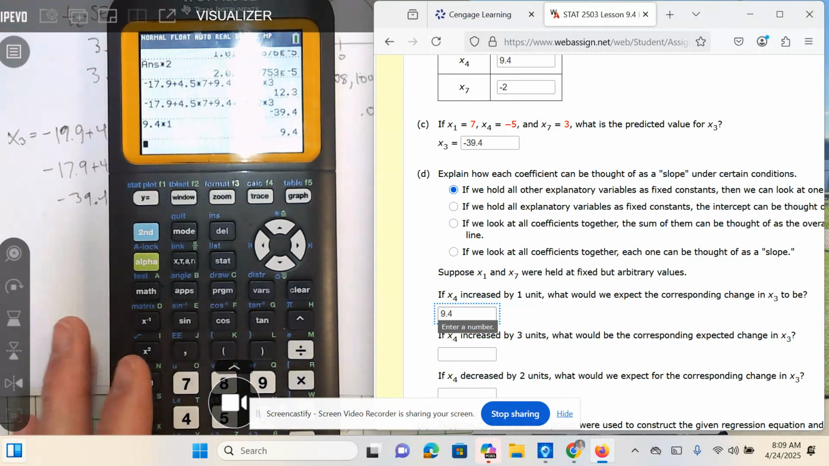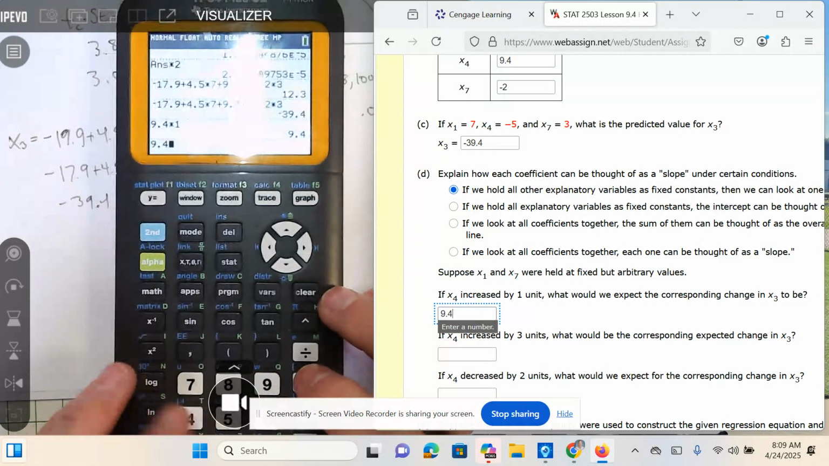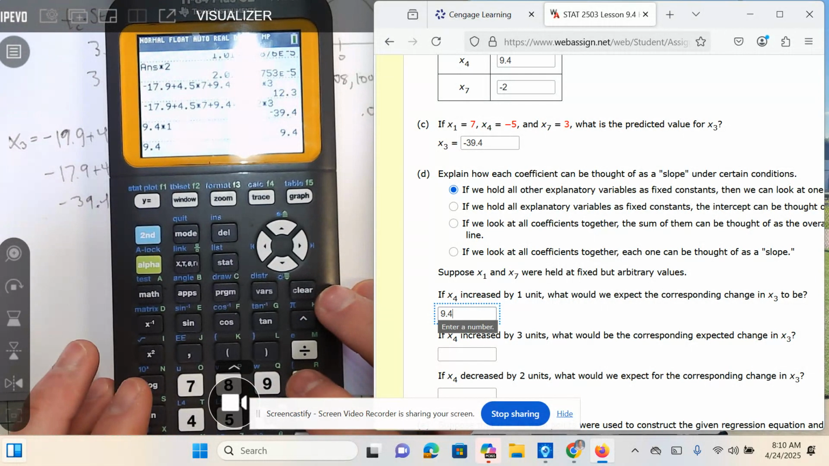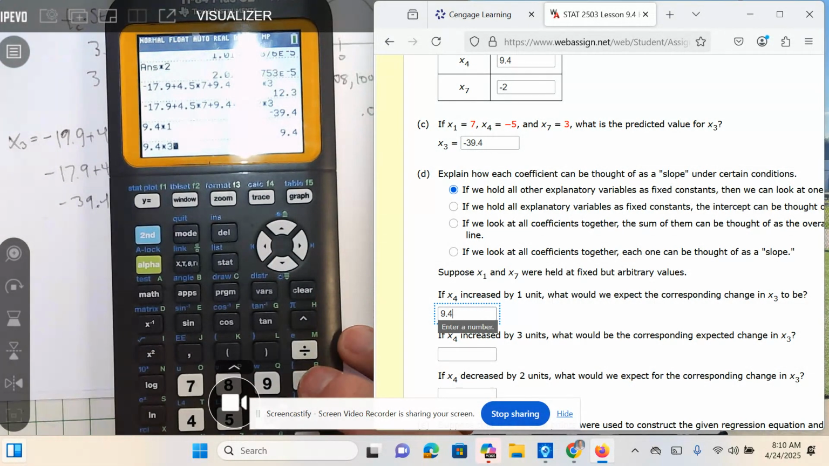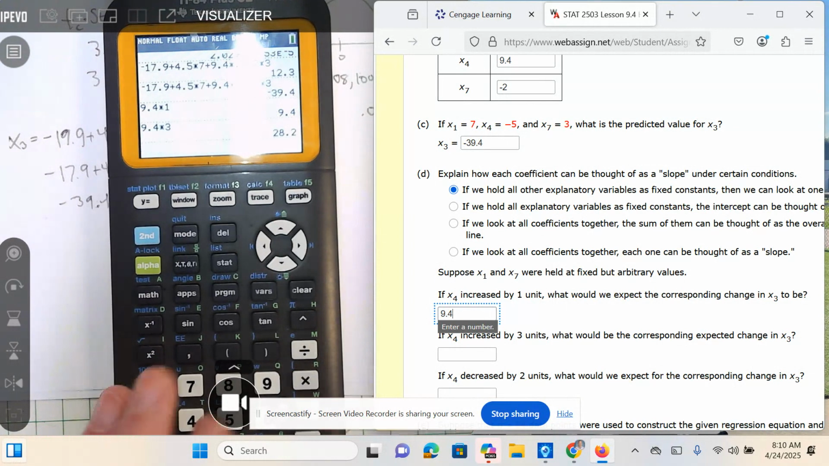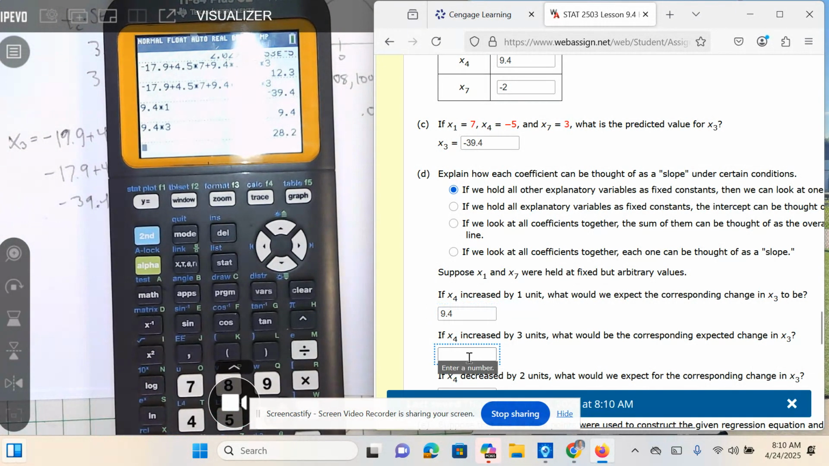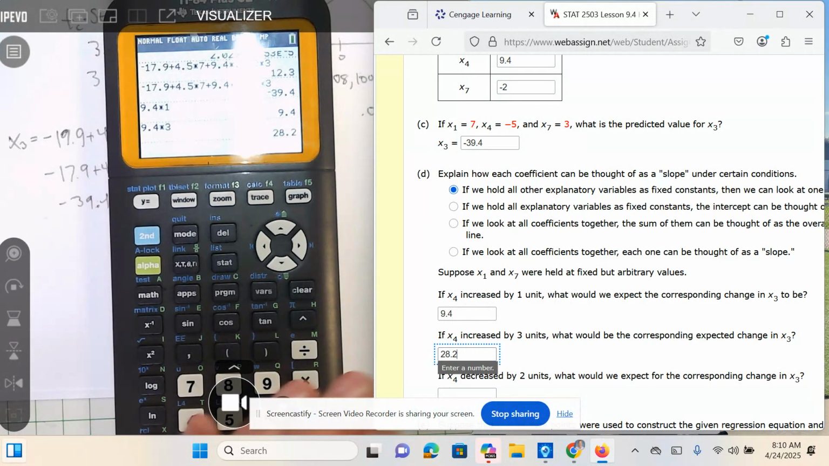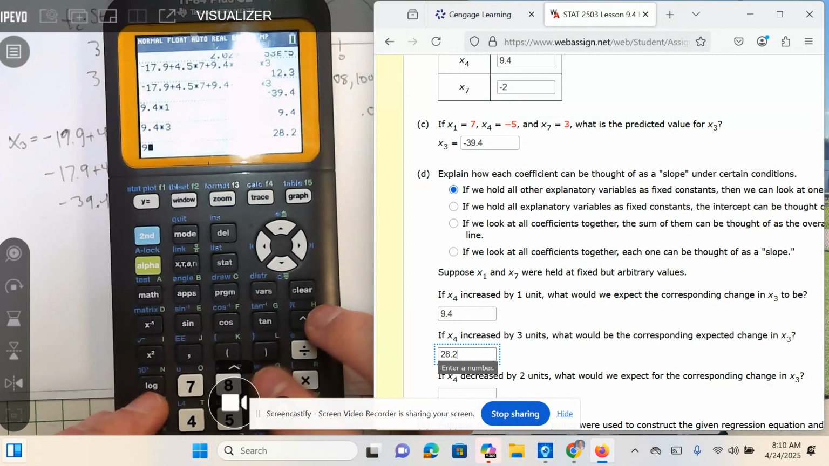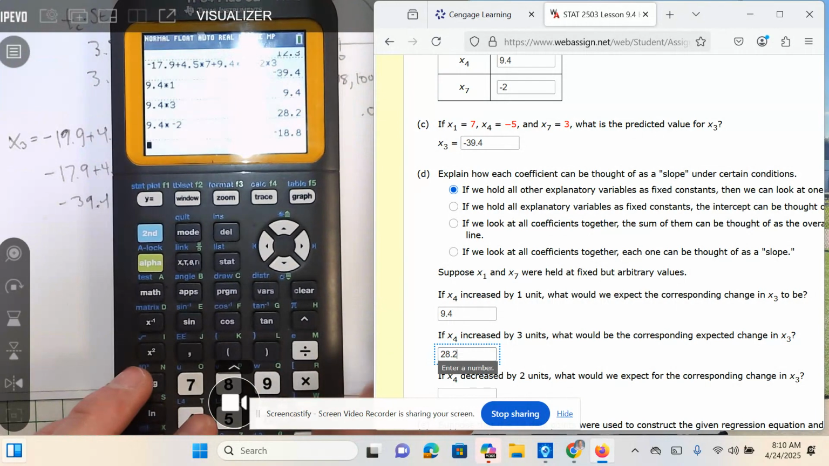What if I increase it by 3 units? I take the slope of x4, which is 9.4, and multiply it by 3 because I'm increasing it by 3 units. It would go up by 28.2. What if I decreased it by 2 units? Decreasing it means it's going to go down, negative 18.8.